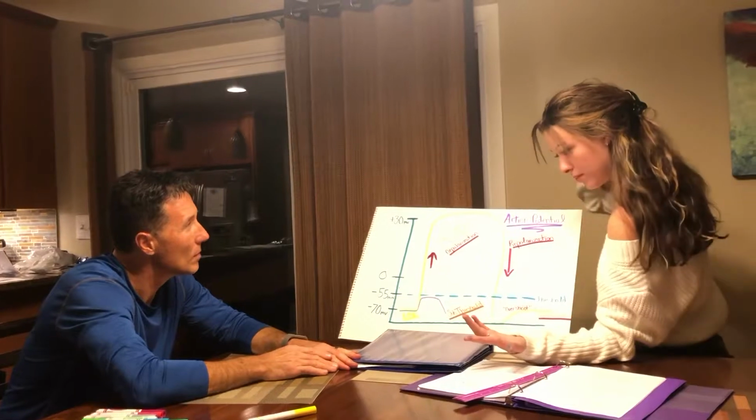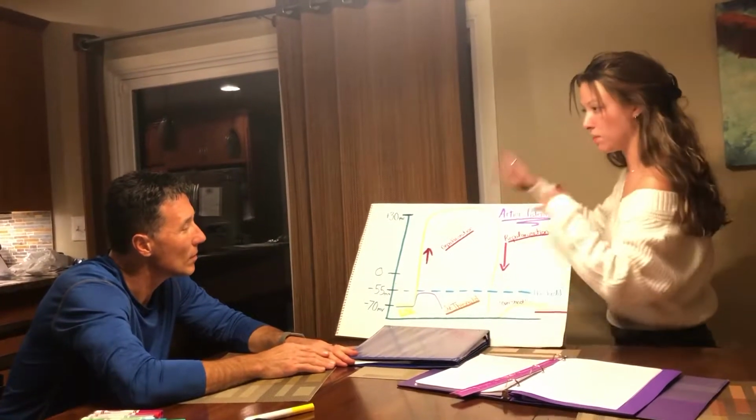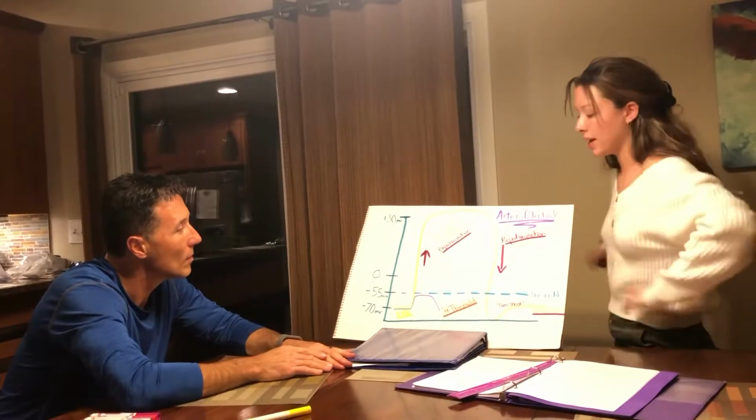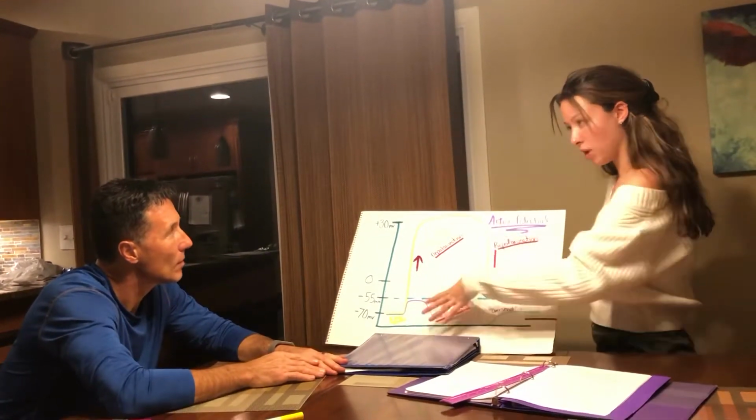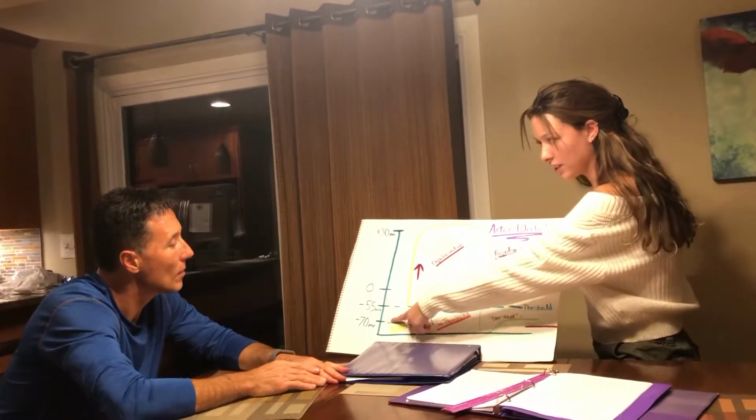It's negative 70 because of the proteins in it. That's what makes it negative. It's just the proteins that maintain the negative charge, and it is maintained by the sodium potassium pump. So that's what maintains the baseline level, negative 70.